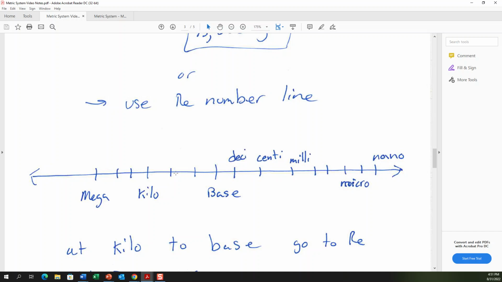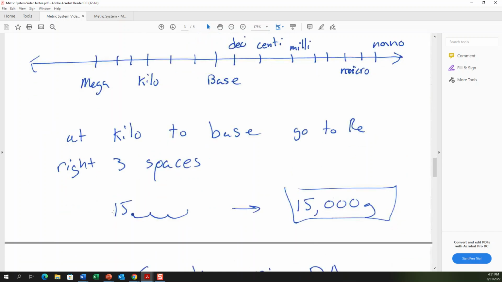So I'm going to go 1, 2, 3 spaces to the right. So if I just take my number 15 and I move the decimal 3 spaces to the right and fill in the zeros, I get the grams, right? If I was going back the other way, grams to kilograms, I'd be going 1, 2, 3 spaces to the left. So I would move this decimal point that's right here, 1, 2, 3 spaces to the left, and that's how I get 15, right?